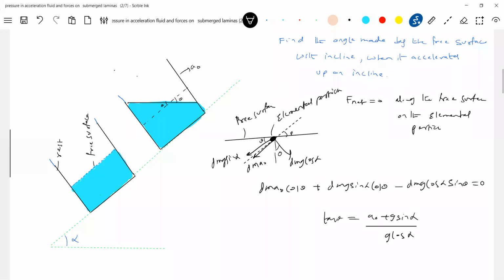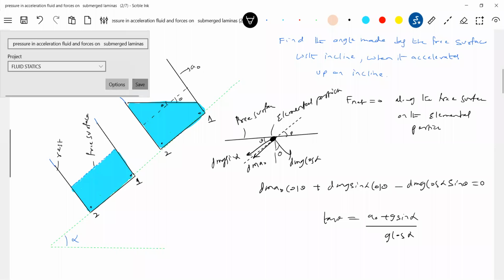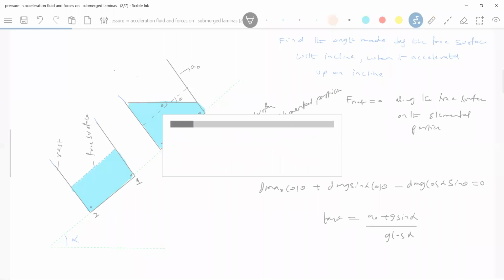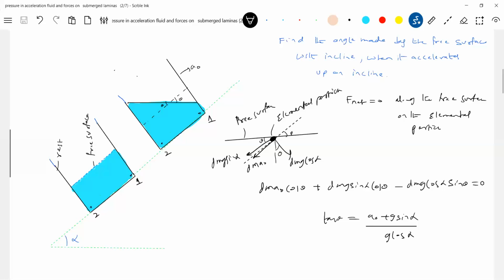After getting that, if you want, you can check the pressures at 1 and 2. Write the manometric equation and calculate the pressures. They may ask you in exam, find the pressure at 1 and 2. Just have an idea, because we don't have further application in this.